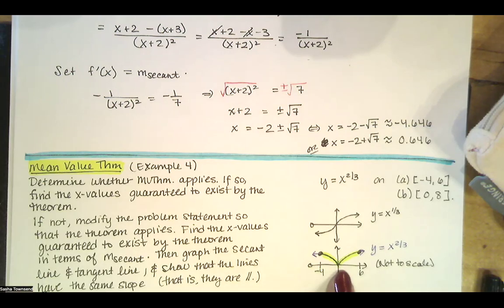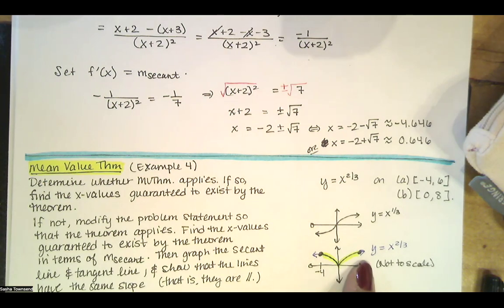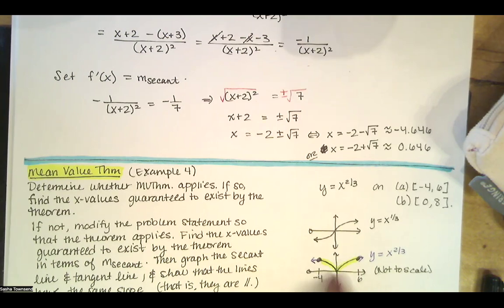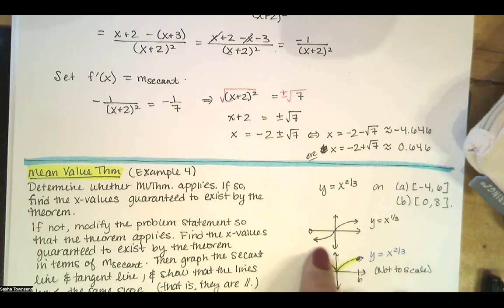When I look at this, I see it's obviously continuous because I can draw the graph without picking up my pen, but it's obviously not differentiable. Look at what happens at x equals 0. We end up with this little cusp. The slope as we approach x equals 0 from the left is negative, and the slope as we approach x equals 0 from the right is clearly positive. So we're going to have a problem near x equals 0. So the mean value theorem does not apply. So let's write that down.